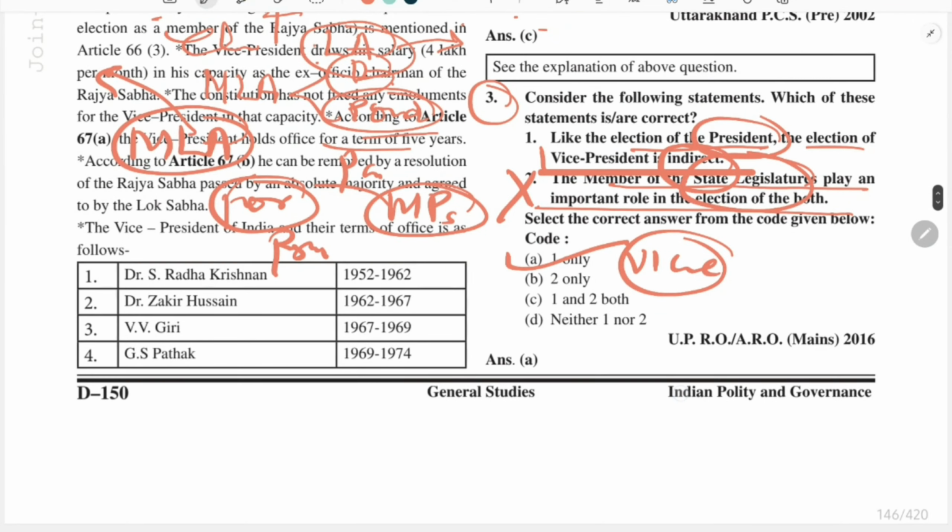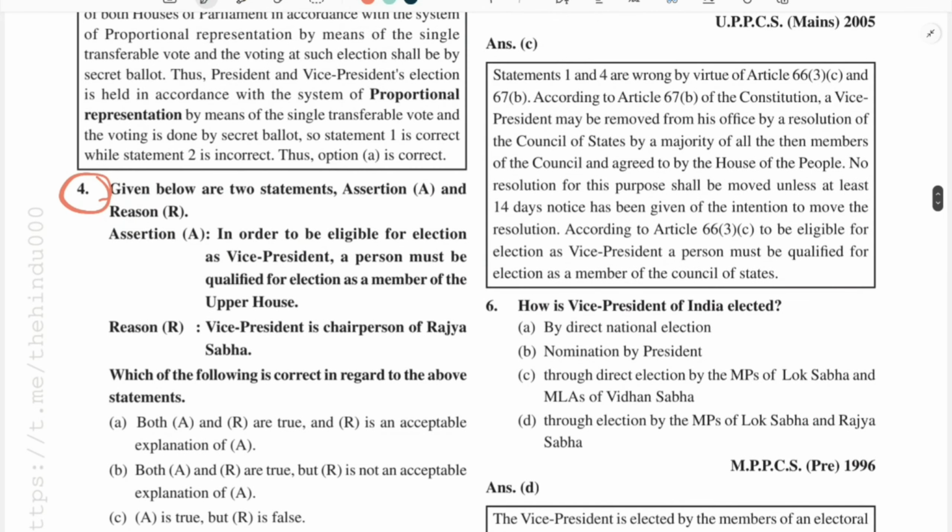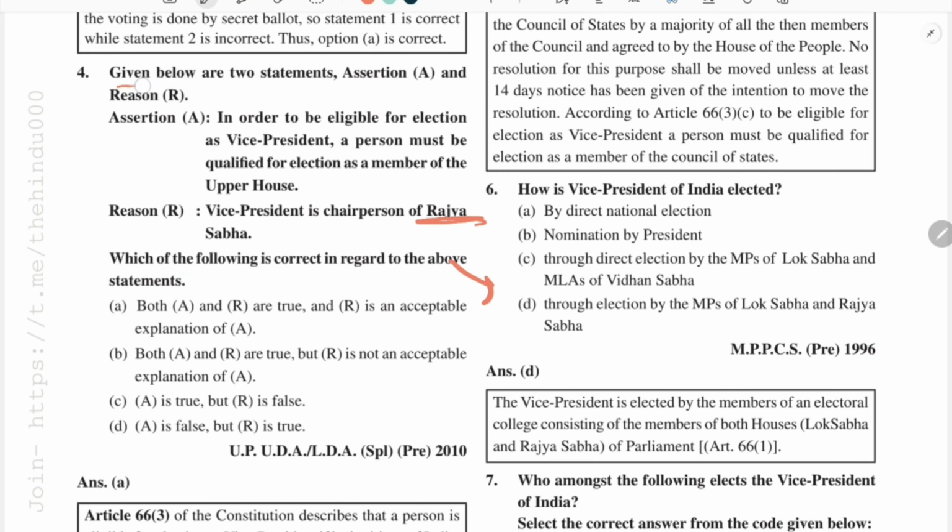So where is the answer? A. Given below are two statements, assertion and reason. The assertion says that in order to be eligible for the election of vice president, a person must be qualified for election as a member of the upper house.